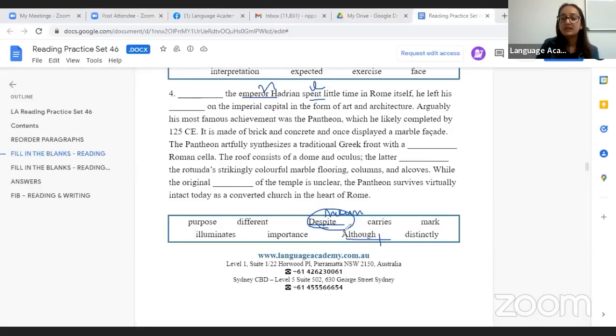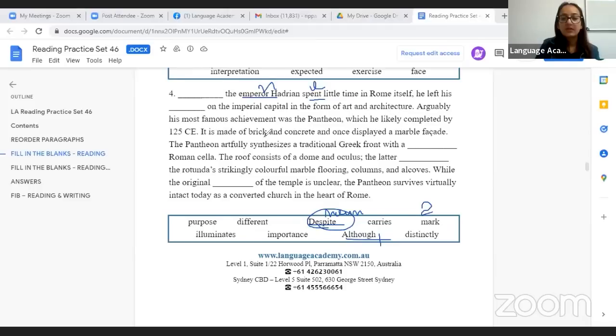So left his importance? No, left his mark. Mark means left the mark or left a mark or left his or her mark means they have done something for which they are remembered there. They have done something which still makes people talk about them. So that is left a mark. It's a collocation. He left his mark on the imperial capital in the form of art and architecture.